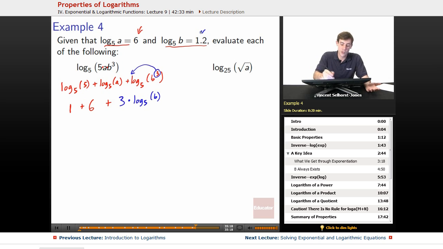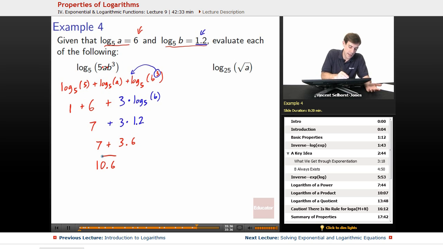So now we can use the fact that it's 1.2. So 1 plus 6 is 7 plus 3 times 1.2. 3 times 1.2 is 3.6. 7 plus 3.6 becomes 10.6. And there's our answer. Work on the other one, log base 25 of root a.